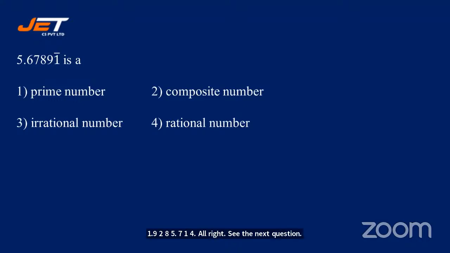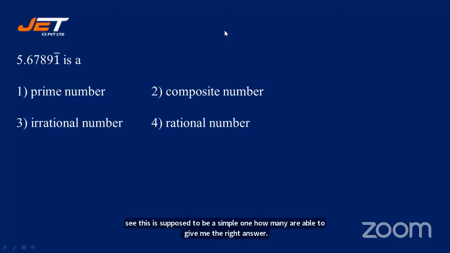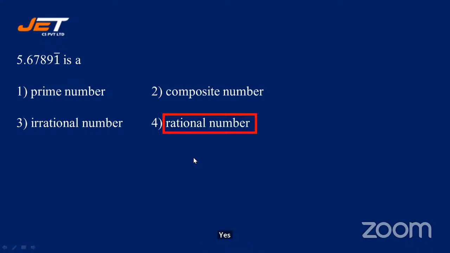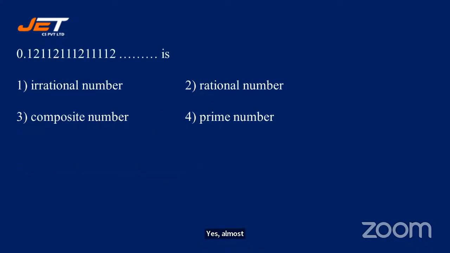5.67891 is a dash. Prime number, composite number, irrational number, rational number. Right? Let's see. This is supposed to be a simple one. How many are able to give me the right answer? I think the answers are flowing. Yes. Gayatri, you're right. Riya Naik, you're right. Bhavana, check your answer. Yes, almost all. Sunny, you're right. Almost all are giving me the right answer as rational numbers. Perfect. See the next question.